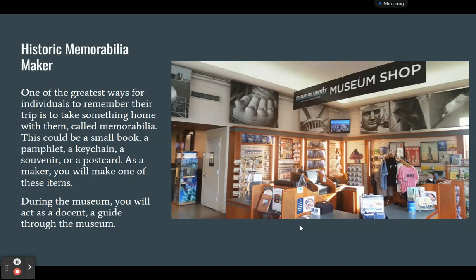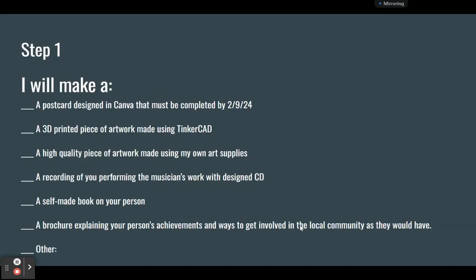So during the museum day, you'll be acting as a docent, probably selling stuff at the museum, but you'll also be creating a product to go in. And the product could be a lot of different things. Maybe you design a postcard commemorating the life of the person you chose. Maybe you make a 3D printed piece of artwork using the 3D printers in Miss Lewis's room. Maybe you're an artist and you want to make your own high quality piece of art that we'll scan and sell.